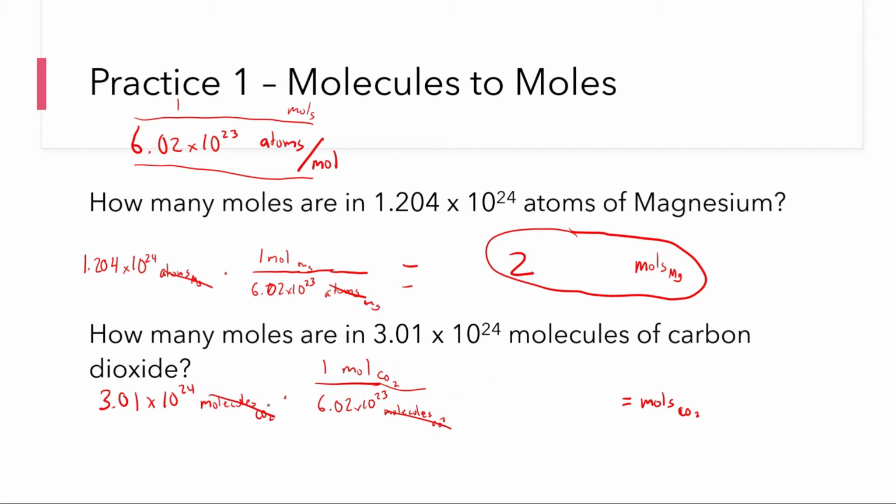And all we have to do here is take 3.01 times 10 to the 24th, divide it by 6.02 times 10 to the 23rd. I would suggest using a calculator for this because doing this in your head, or even on pencil and paper, is going to take a while with all the scientific notation, but you will end up getting 5 moles of CO2. And that's going to be our answer for that one.